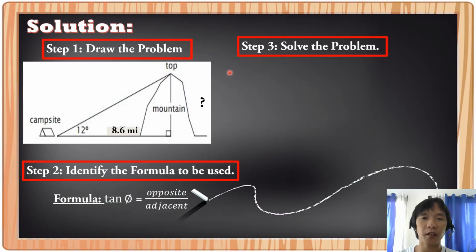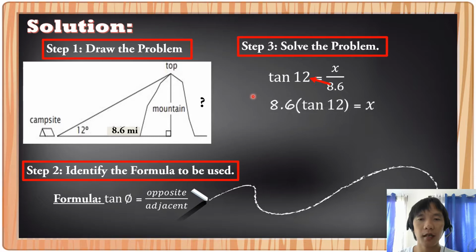The next step is we are going to solve our problem. So from our formula, we just replace our angle theta by 12 degrees and our opposite, which is x because we don't know it yet, and our adjacent is 8.6 miles. Now, applying cross multiplication, so you multiply 8.6 to tangent 12. That will become 8.6 multiplied to tangent 12 equal to x. Or you can rewrite it as such, x equal to 8.6 times tangent 12.